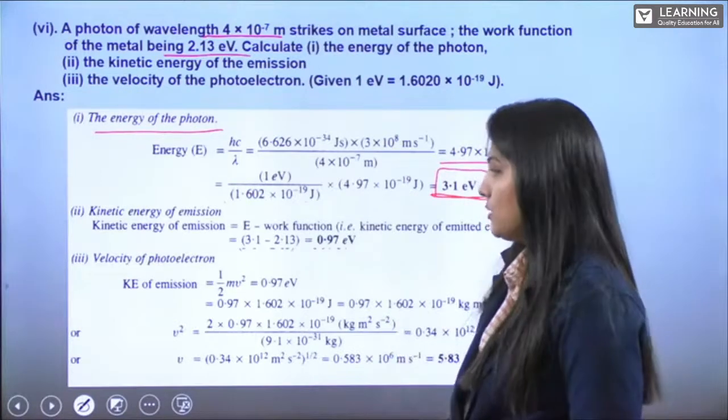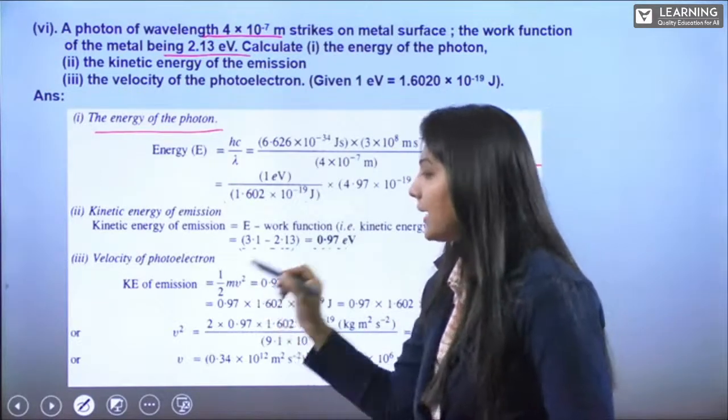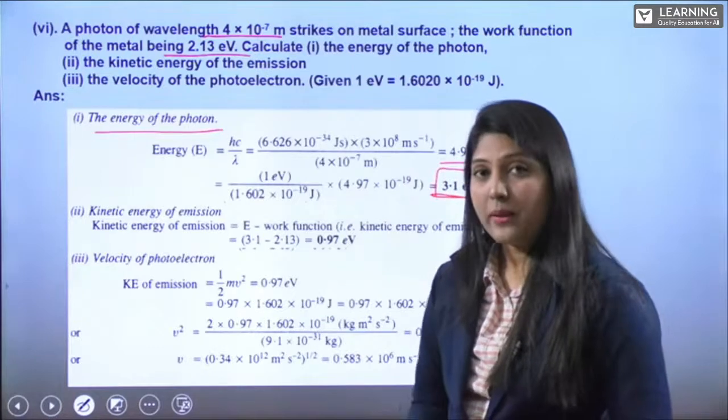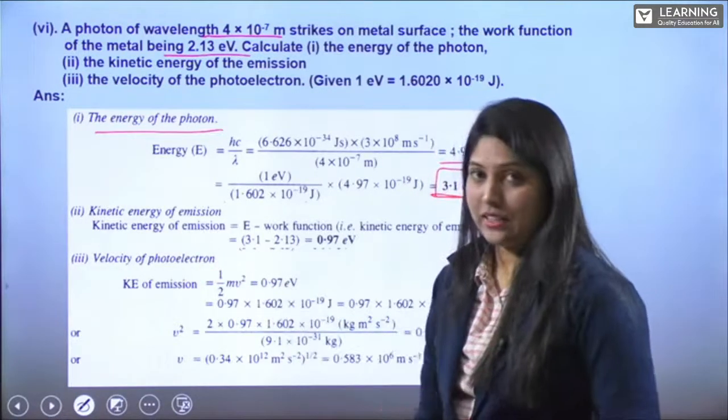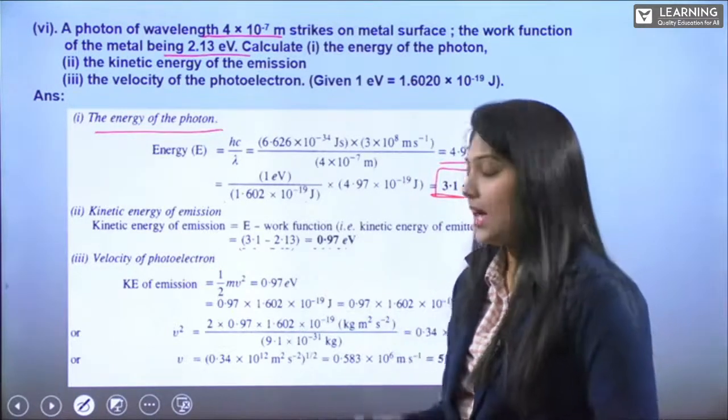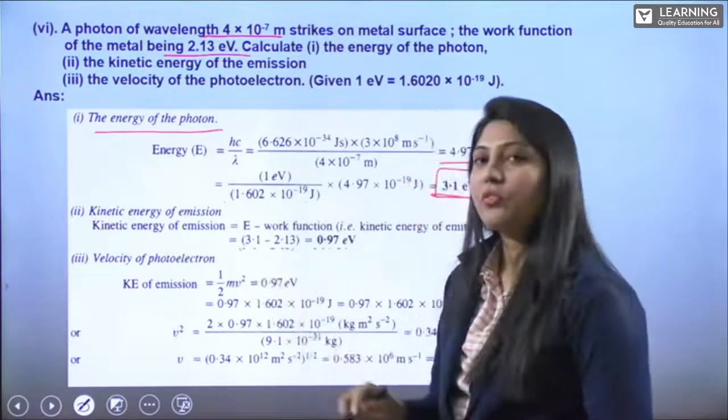The next question: the velocity of the photoelectrons. We need to find out the velocity. Now we are taking half mv square. Why? Because we know the kinetic energy of the emitted electrons and we know the mass of the electron.